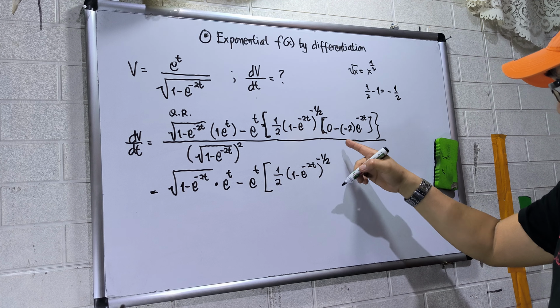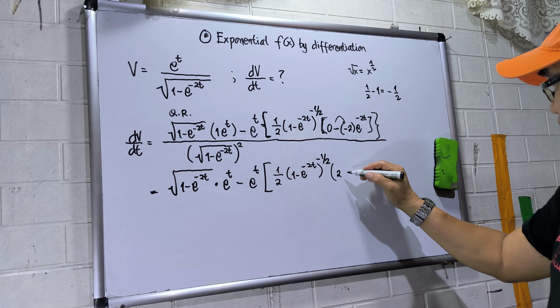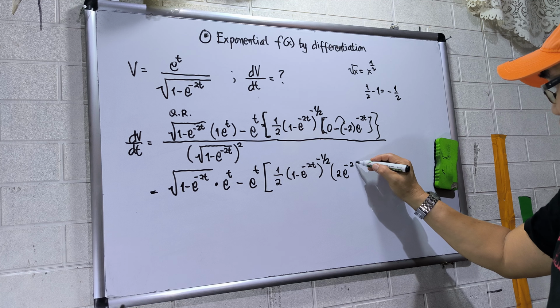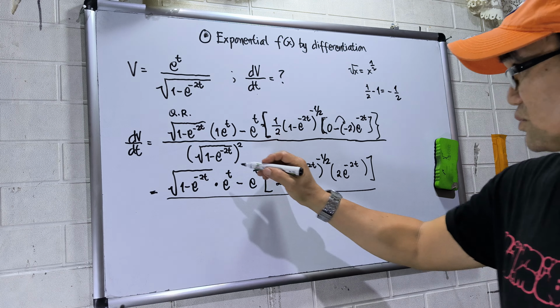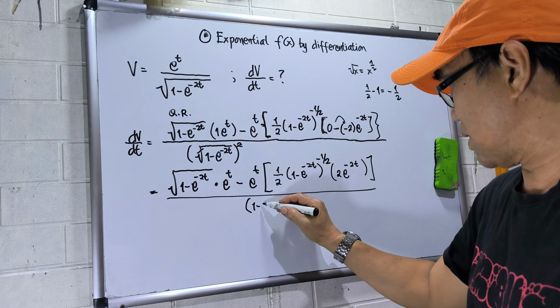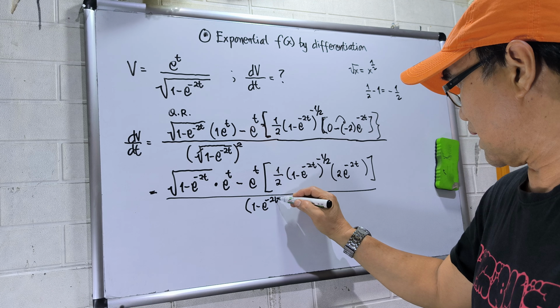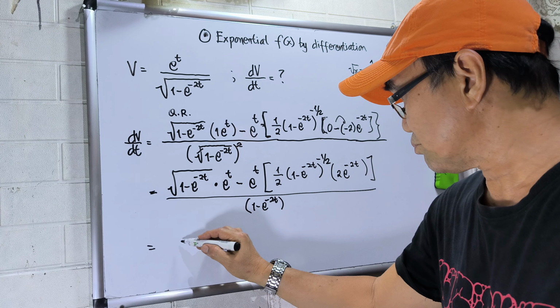Then this will be negative, that will be positive, so this will be positive 2 e raised to the negative 2t, close, and then this will be over, so take note, this will be crossed out. So I have now circle brackets 1 minus e raised to the negative 2t. Okay, to simplify this one.